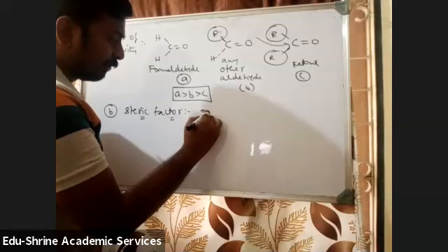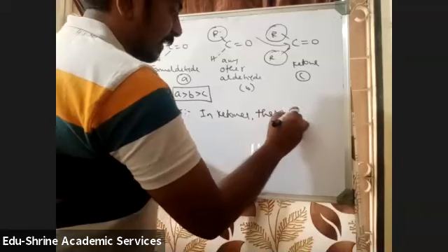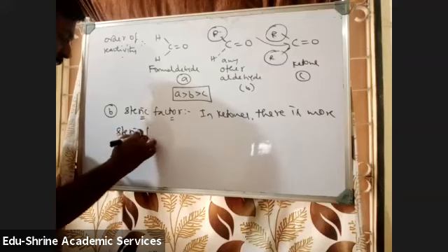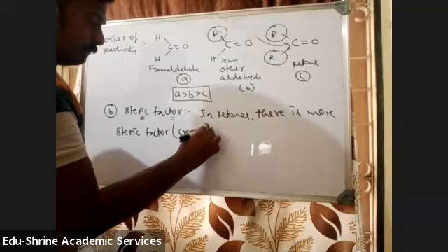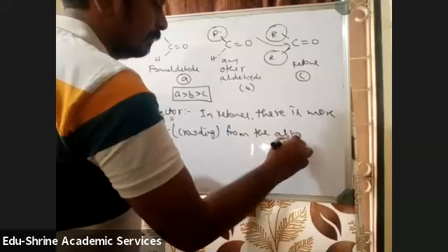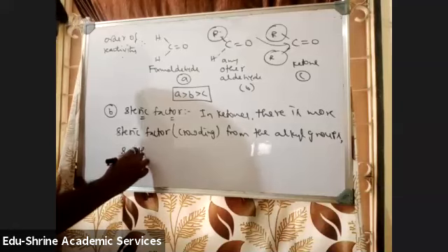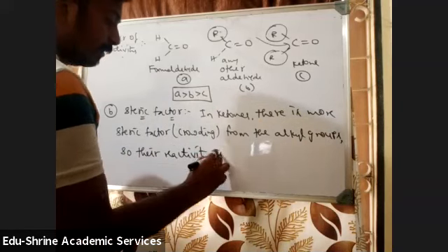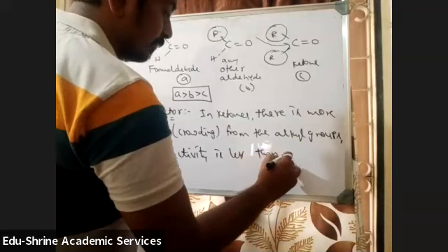So we can write: in ketones there is more steric factor. Steric factor is nothing but crowding from the alkyl groups. So their reactivity is less than aldehydes.